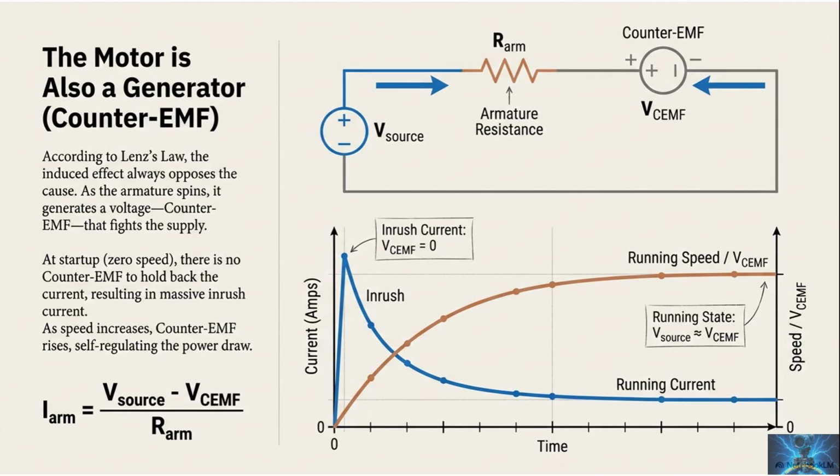A running motor generates its own voltage, counter-electromotive force, or counter-EMF. This is a huge troubleshooting idea. At startup, speed is zero, so counter-EMF is basically zero, meaning current is limited mainly by armature resistance. That's why starting current can be huge. As speed increases, counter-EMF rises and pushes back against the supply, reducing current. So the motor self-regulates. More speed, more counter-EMF, less current, less torque demand. This is why a motor under load draws more current. Load slows it down, counter-EMF falls, and current rises.